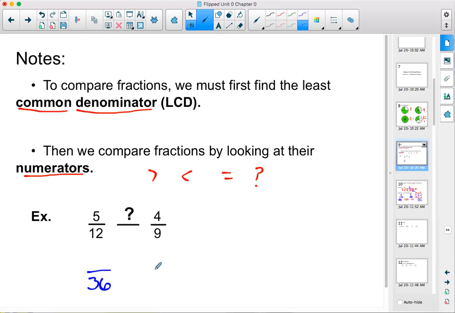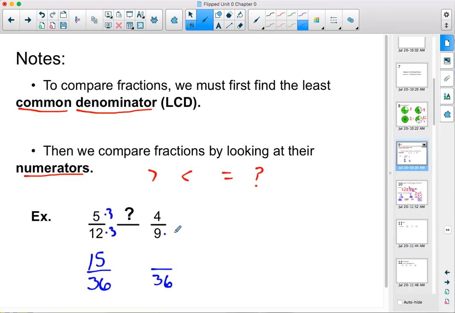And if you remember from the listing method, we figured that we would have to multiply our 12 fraction by 3, because 3 times 12 is 36. And if we multiply the denominator by 3, then we have to multiply the numerator by 3 as well. And that gets me 15/36. These are equivalent fractions. They mean the same thing. They're just written in different ways.